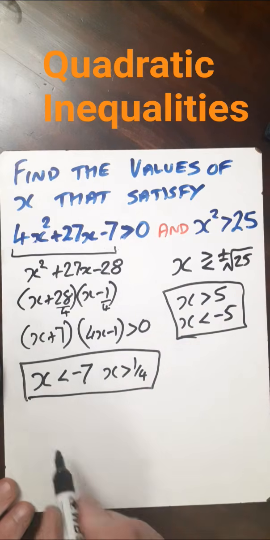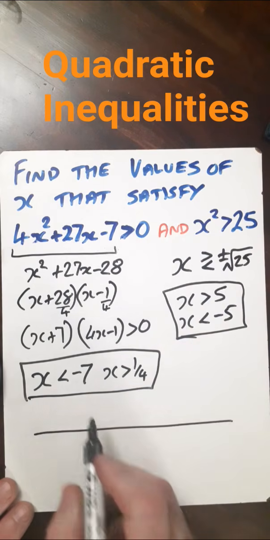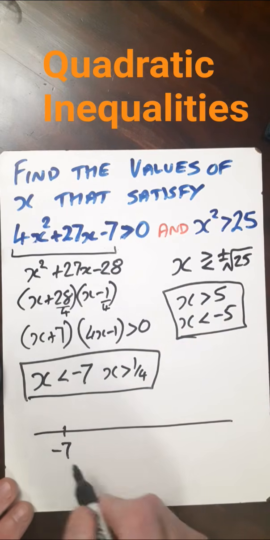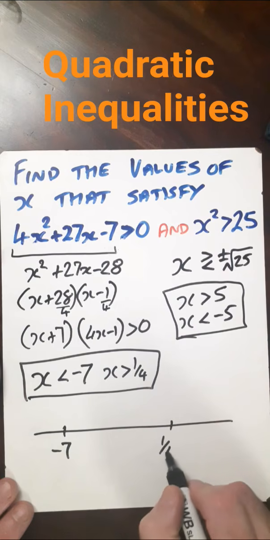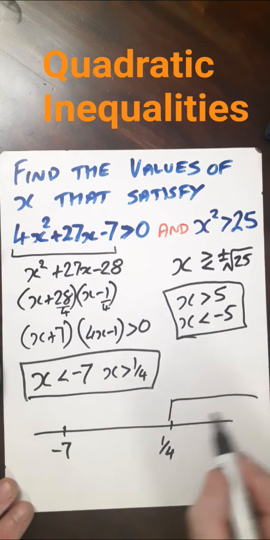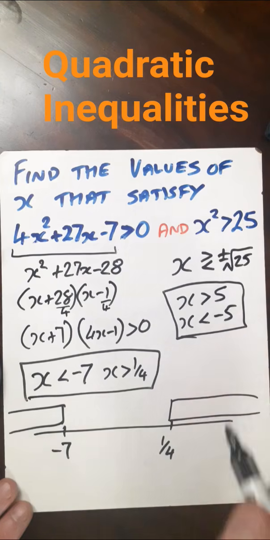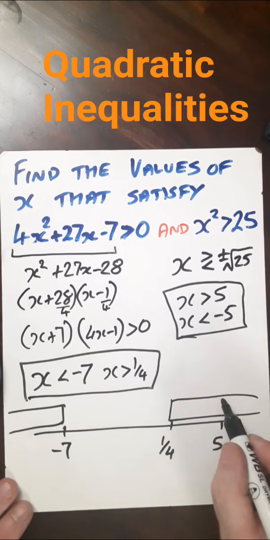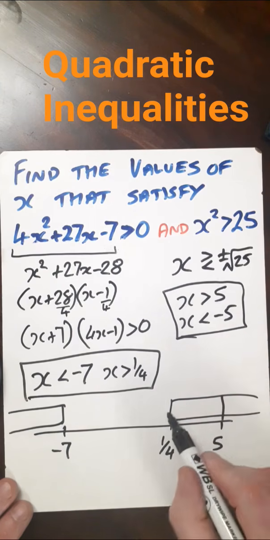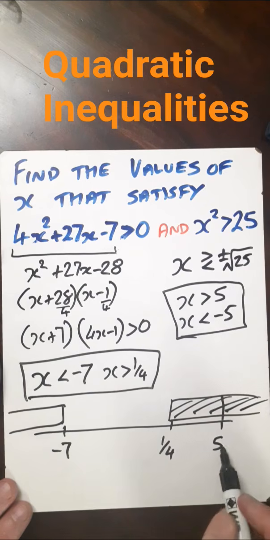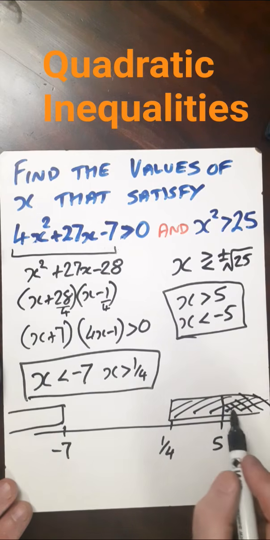Now to combine the two, let's put them on a number line and use the shading method. So that goes from minus 7 to 1/4, and they're all valid for this side of that line. And here I've got from 5 to minus 5, so 5 would be theoretically here. So this one I can shade all across that way. For 5, I'll shade in the other direction.